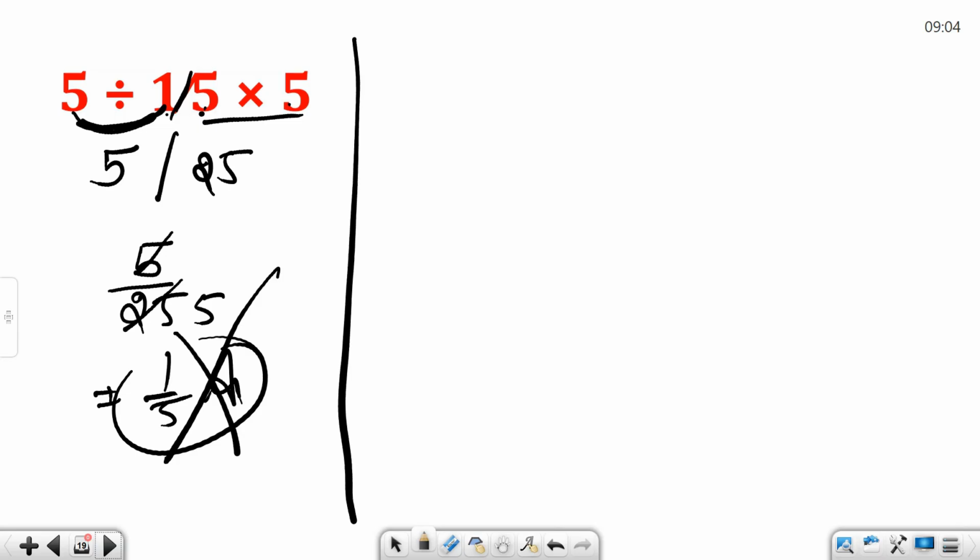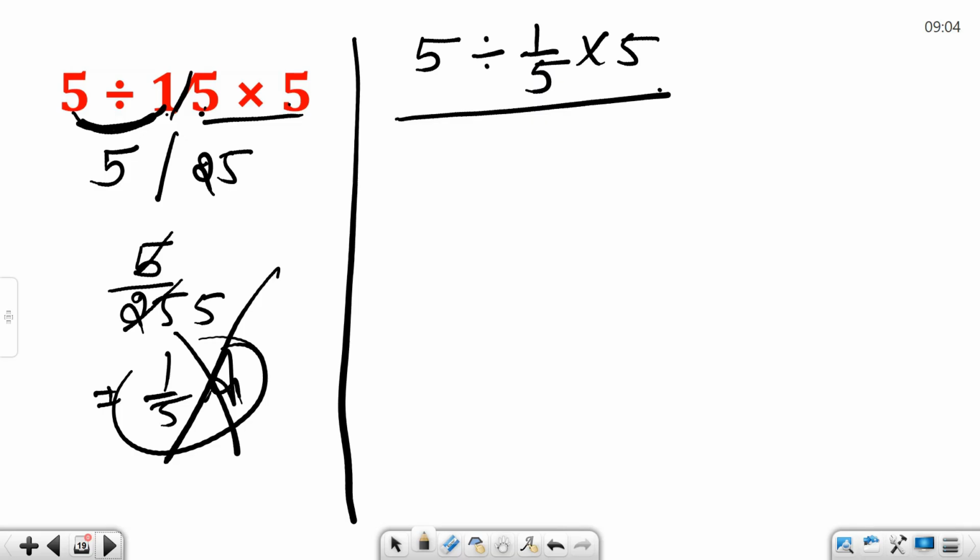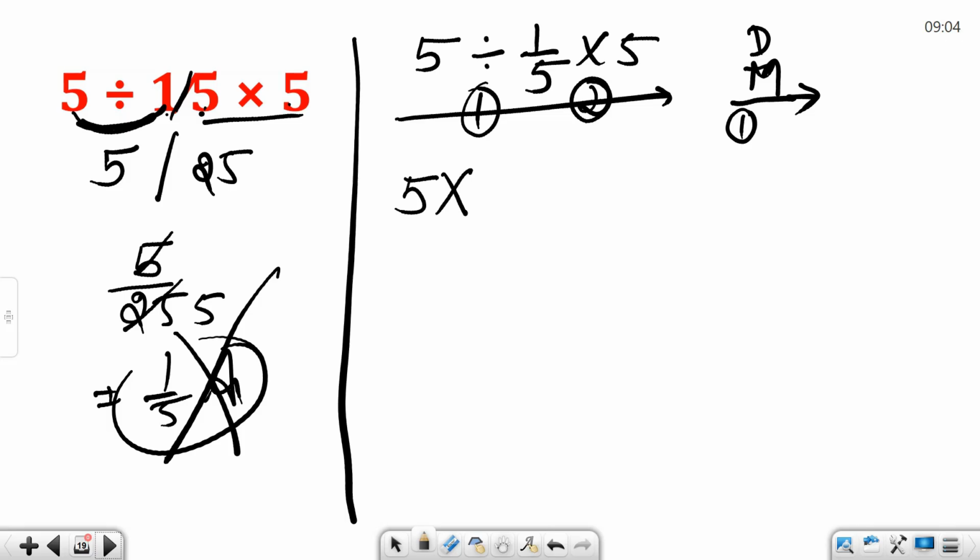Let's rewrite it. Let's take a look at this math question: 5 divided by 1/5, then multiplied by 5. According to the standard BODMAS rule, division and multiplication actually have the exact same priority level, so we must evaluate the expression from left to right. This means that whatever operation comes first when reading from left to right gets the first priority. In this specific case, the first part of the problem is division and the second part is multiplication.